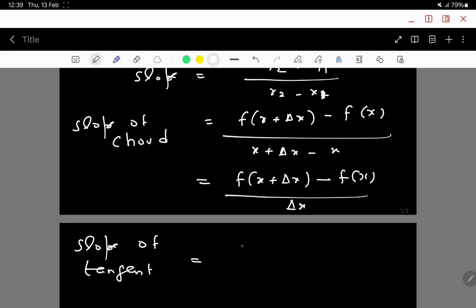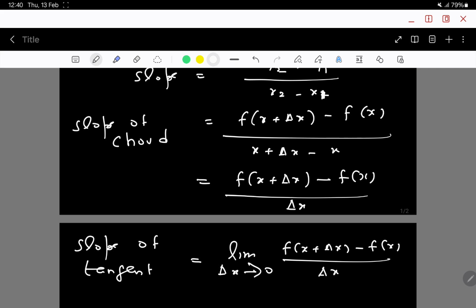So now the slope of tangent is limit delta x tends to 0, f of x plus delta x minus f of x by delta x. That is, we derive the slope of tangent from the slope of the chord. This is called the derivative.